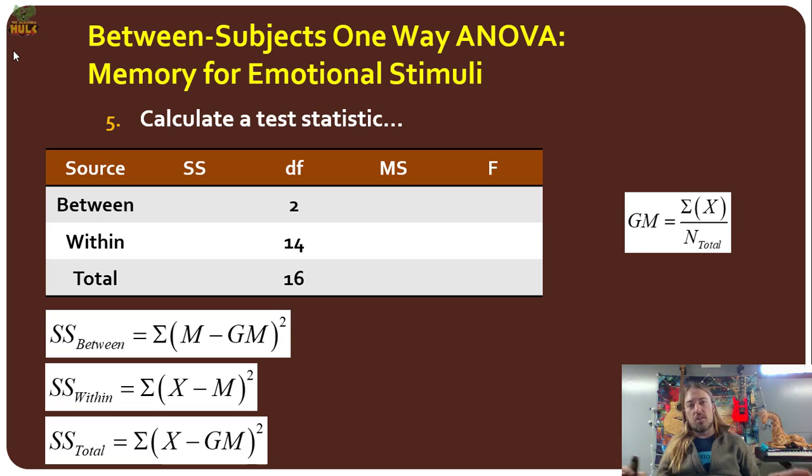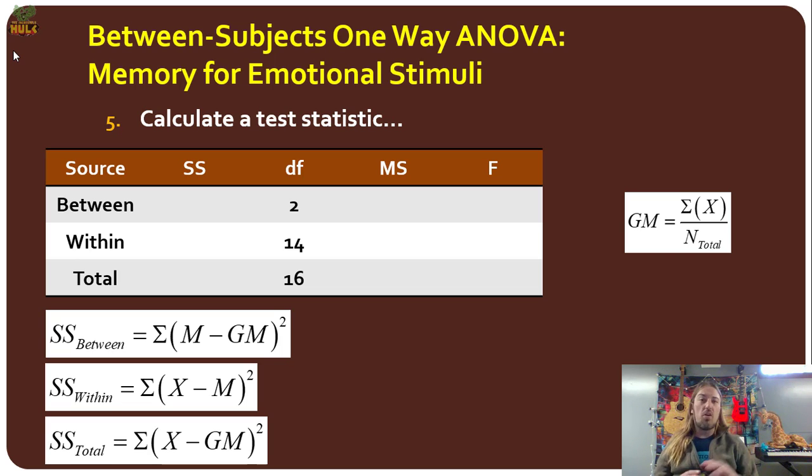Now, what's our next step? PowerPoint keeps trying to jump ahead here. It's so eager. Sum of squares between, sum of squares within, sum of squares total. We saw in the last video these formulas. I'm bringing them back up here. Sum of squares between requires the mean of the group minus the grand mean. I threw that grand mean formula up there as well in case you forgot.